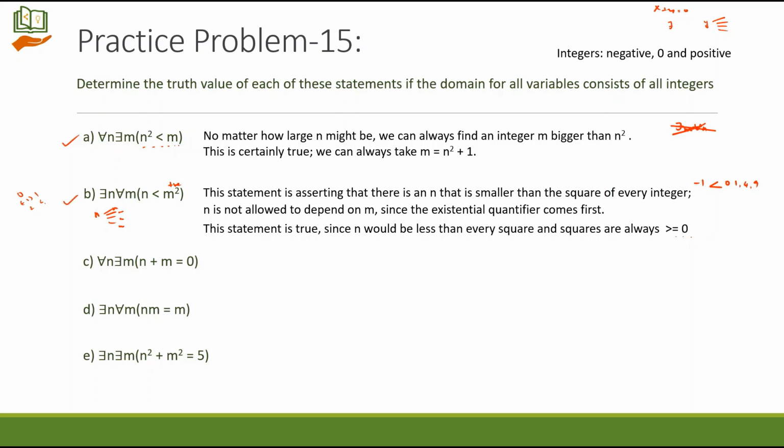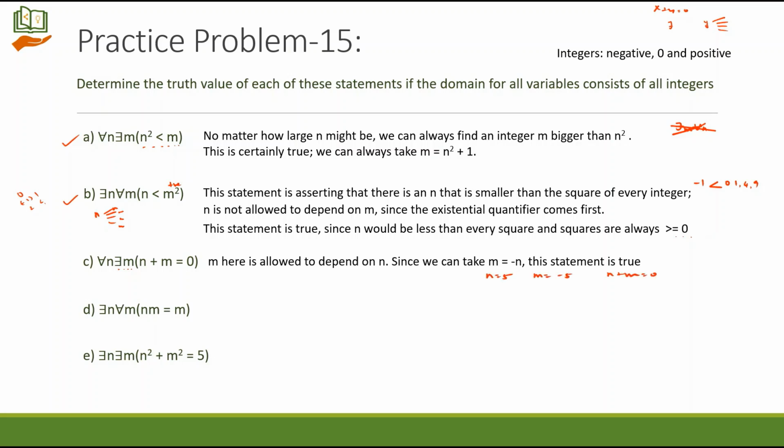Now the next statement, for all n, there is an m which makes n plus m equal to 0. This is exactly the problem that we saw in the explanation. M here is allowed to depend on n because the existential quantifier is coming in the second place. Since we can take m is equal to minus n, this statement is true. So if we have n is equal to 5, then m is equal to minus 5.